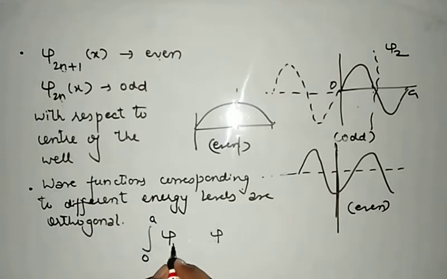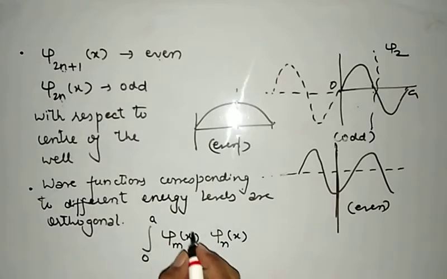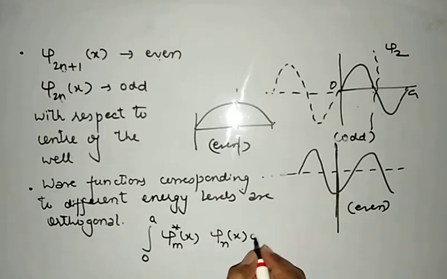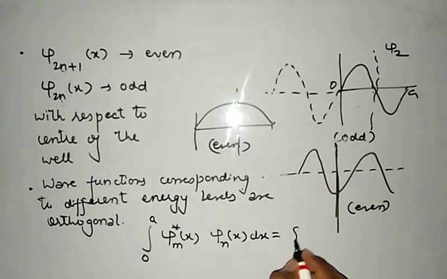So, for the general orthogonality condition between 0 to a, if you take different wave functions, that is, psi m and psi n, and for one of them we take its complex conjugate, then it will be delta mn. So, if these are different, this will be 0.